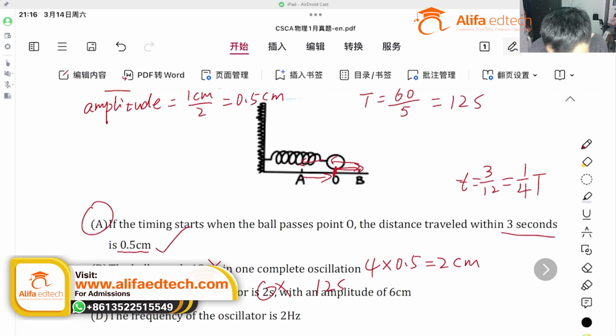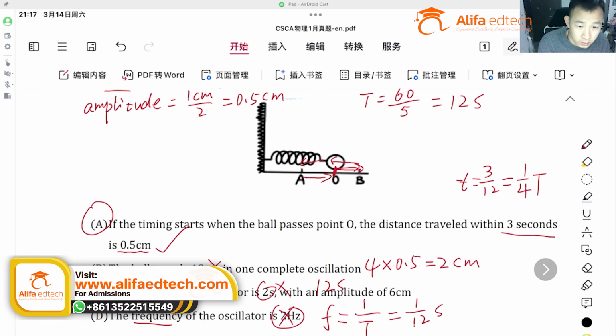D, the frequency of the oscillator is 2 Hz. As frequency equals 1 divided by T, it is 1 divided by 12 seconds. So D is not correct. So the correct answer is A.